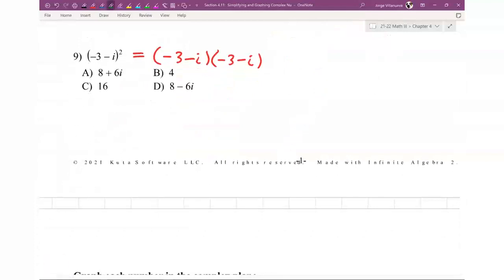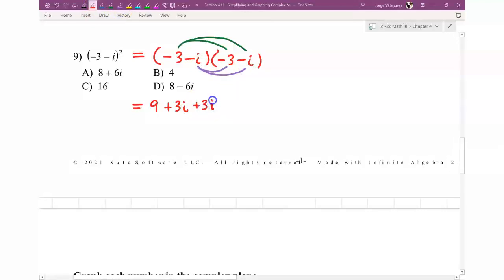All right, so let's check to see what the answer is going to be, okay? So we're going to multiply those two first. So here we go. -3 times a -3, that's a +9, right? Two negatives make positive, right? A -3 times a -i, +3i. All right, now let's go with the -i portion of it. So -i times a -3, +3i. A -i times a -i, +i squared.